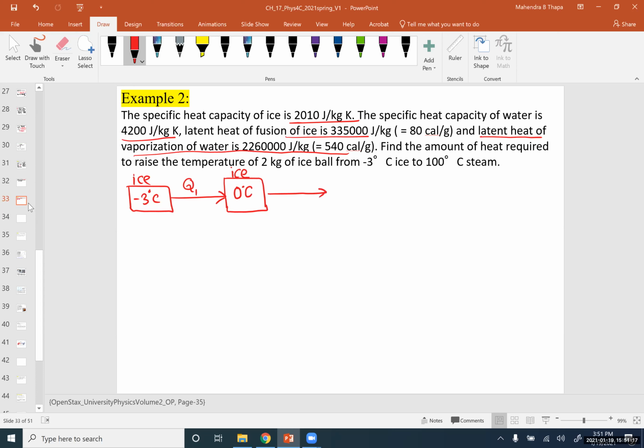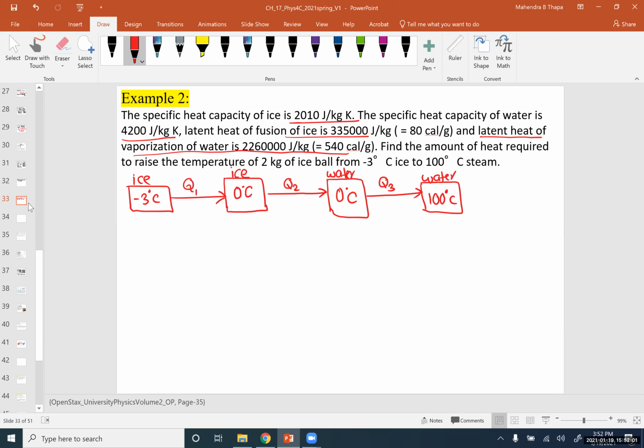If we continue to supply heat Q2, this temperature is called the melting point. What will happen? It will be converted to 0 degree water. So here a phase change happens. If you supply the next heat Q3, the water temperature will increase from 0 to 1, 2, 3, 4, 5, and finally up to 100 degrees Celsius. So the temperature will be 100 degrees, that is water.